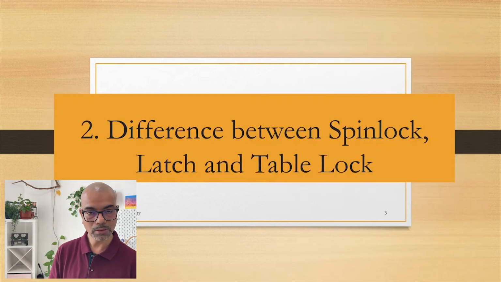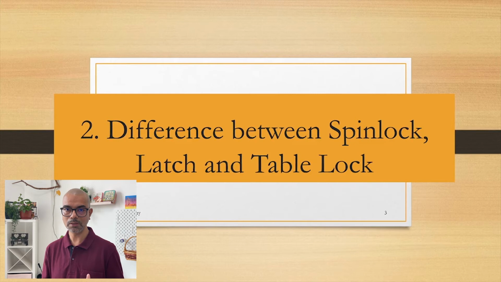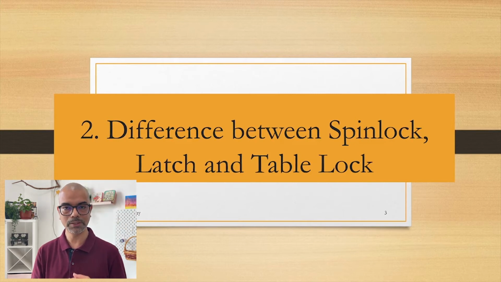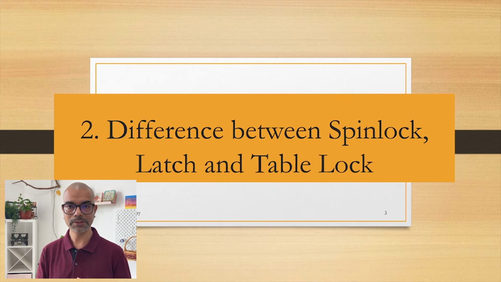So we know spin lock, latch, and table lock. All three are locks, but these three are at different levels. Spin lock is at the cache level or at the engine level. Latch is at the data page level, whereas table lock is something different.